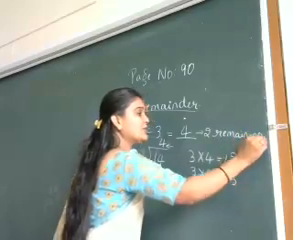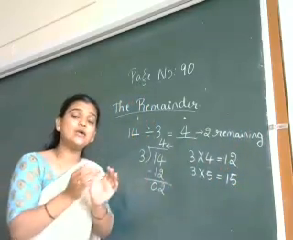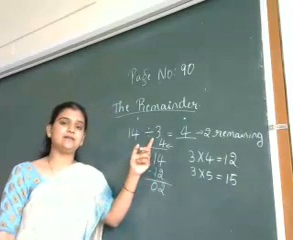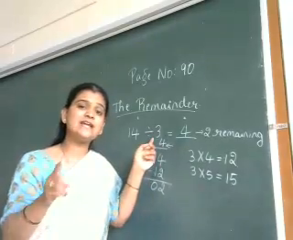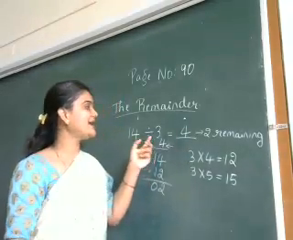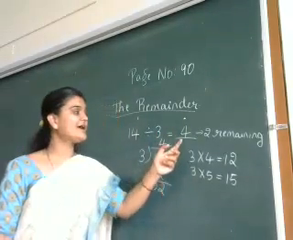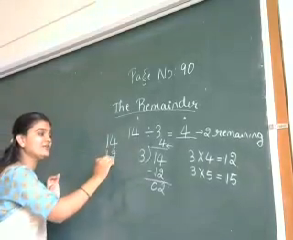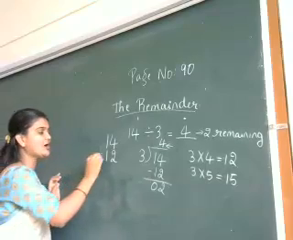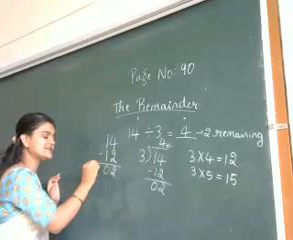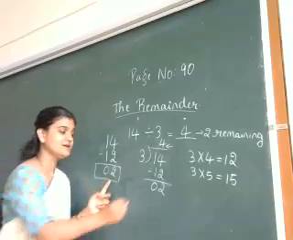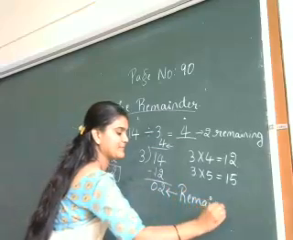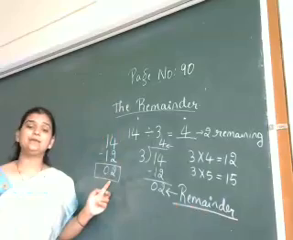Okay, it is like you cannot give all 14 apples equally to 3 children. You can give each one child 4 apples. Such how many will become? 4 threes are 12. Out of 14, you can give 12 apples equally to all children. But how many will remain still? 2 apples will remain. So what remains after division will be known as remainder.